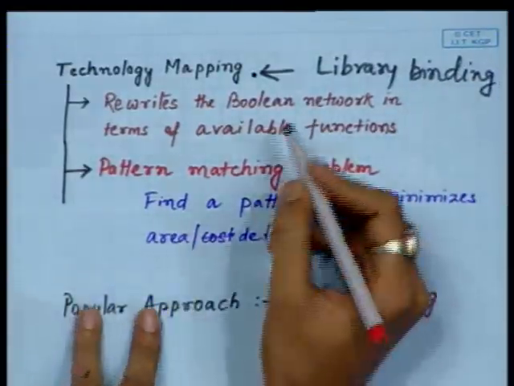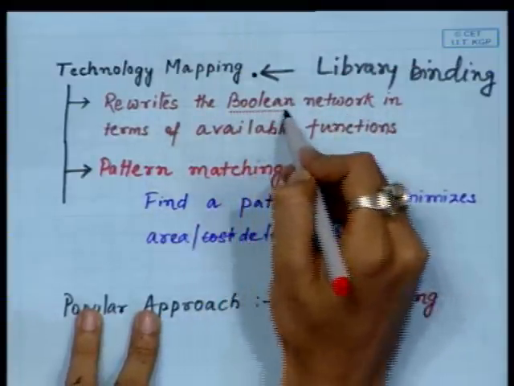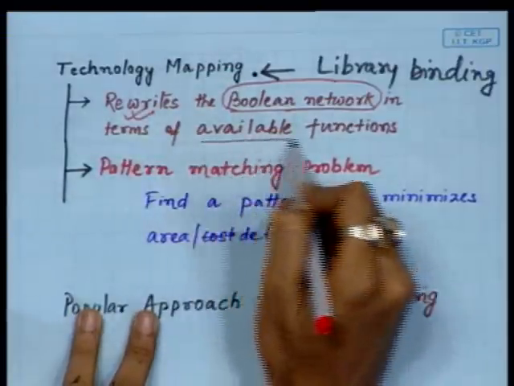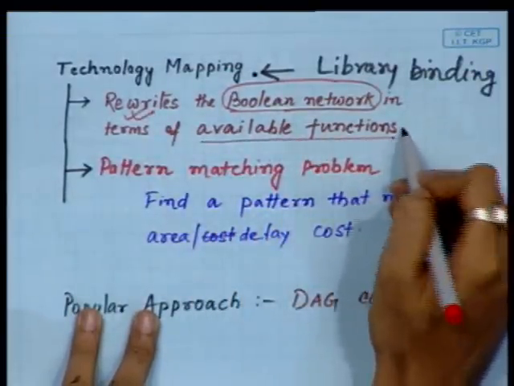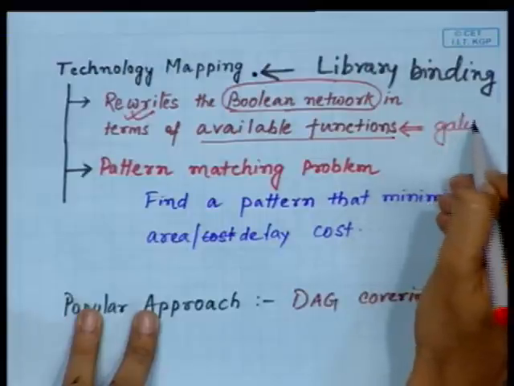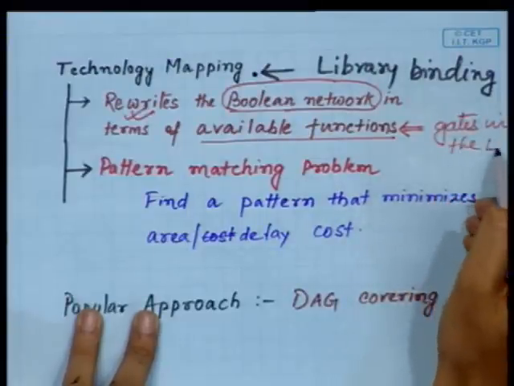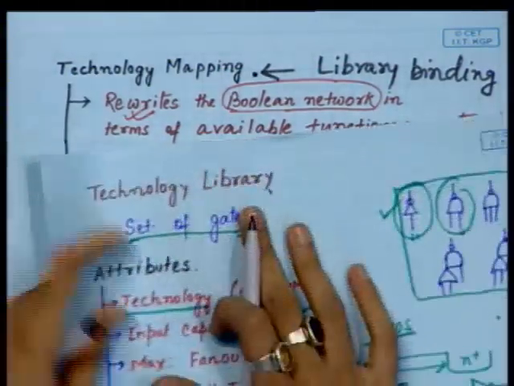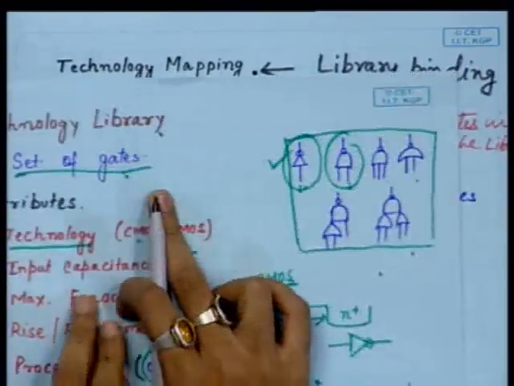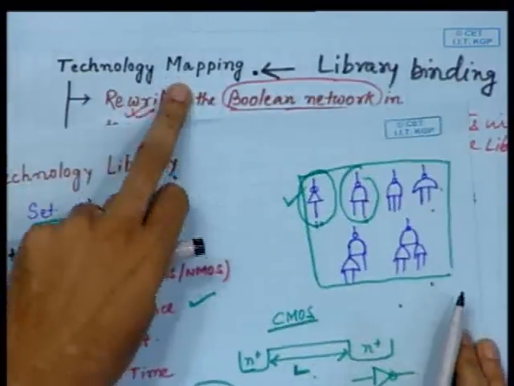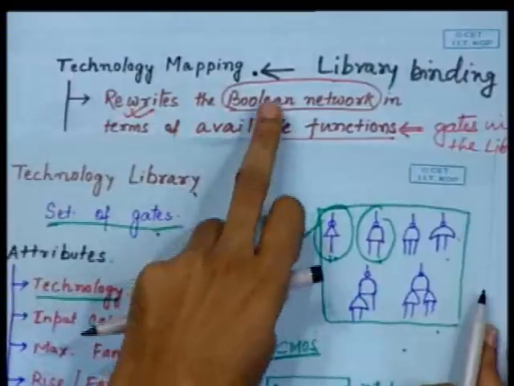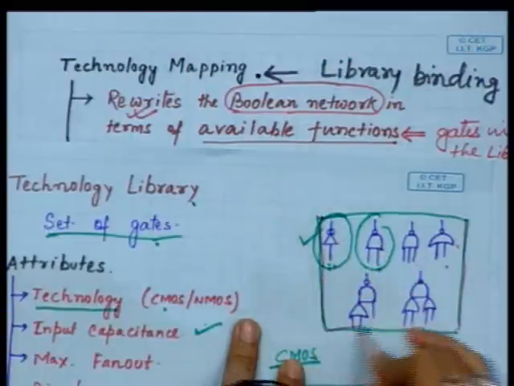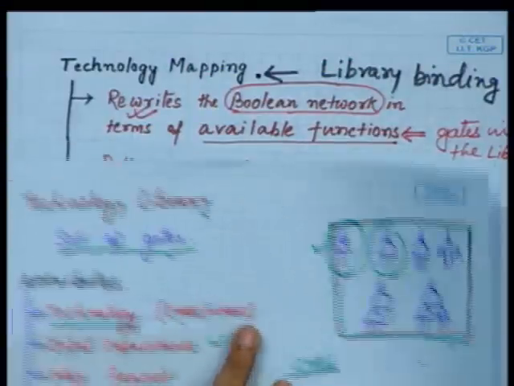What happens in technology mapping is that the Boolean network in your design is rewritten in terms of the available functions. Available functions means the gates in the library. Is it clear? In the library we have a set of gates. In technology mapping, the Boolean network is mapped, redesigned, using these gates only.